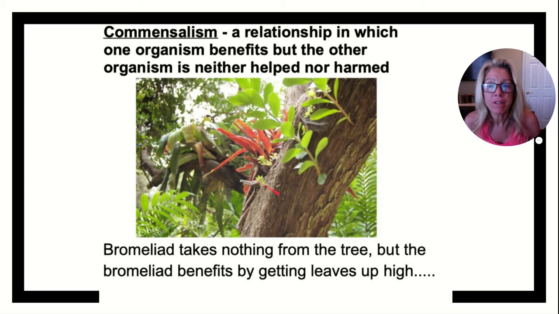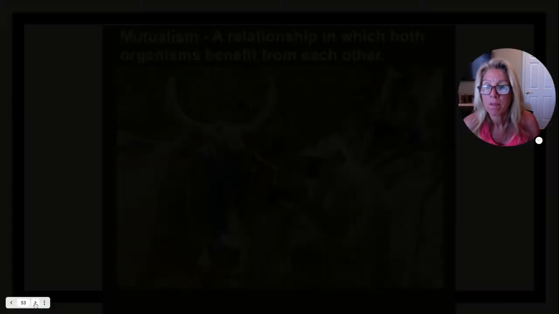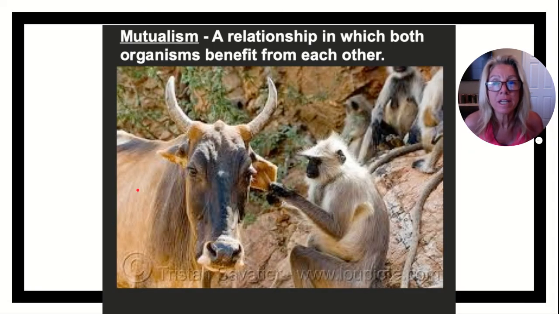A good example of that is a bromeliad, an epiphyte that lives in the top canopies of jungles, or you can have one in your home too. It doesn't hurt the tree that it's living on, but it's higher up, so it's exposed to light, not below the canopy where it wouldn't get as much light. All right. And then mutualism is a plus plus in mathematical terms.